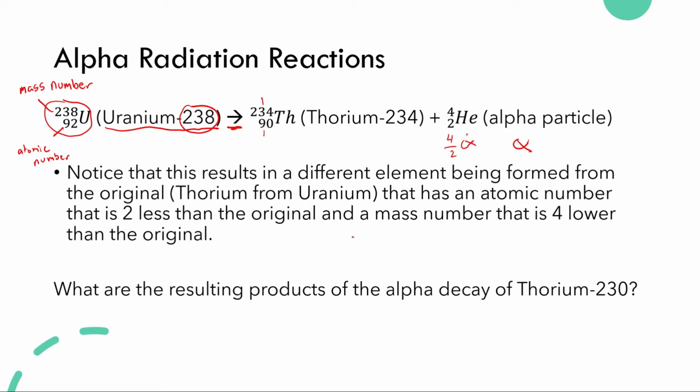Now, you'll notice that this results in a different element being formed from the original, thorium from uranium, that has an atomic number that is 2 less than the original and a mass number that is 4 lower than the original. So basically, whenever we have alpha decay, we're always going to have a product result in an alpha particle, and an element that has a mass number, the top number, that is 4 less than it was before, and the atomic number, the bottom number, that is 2 less than it had before.